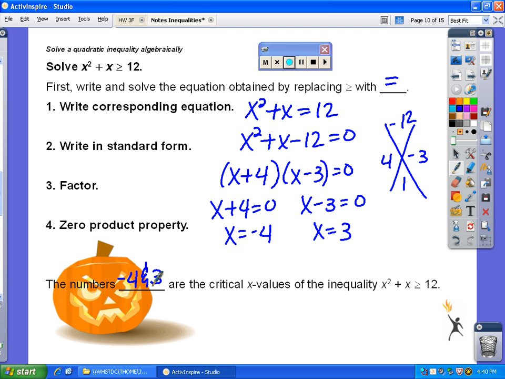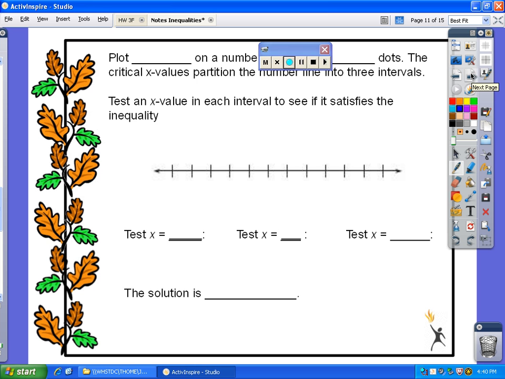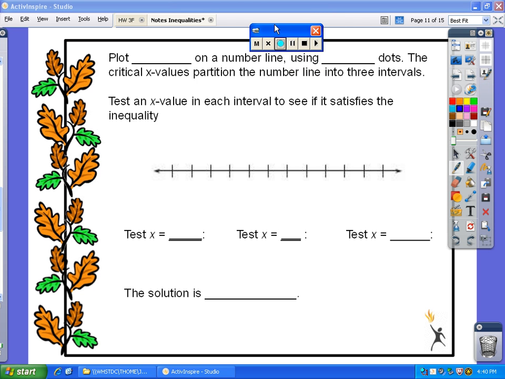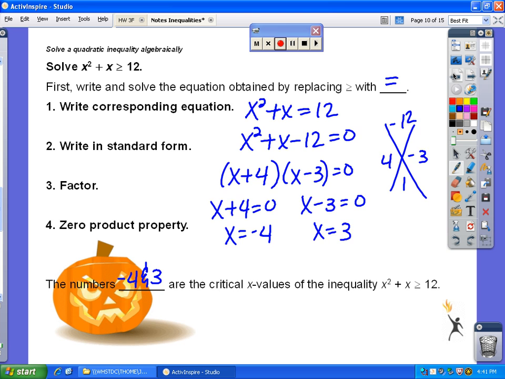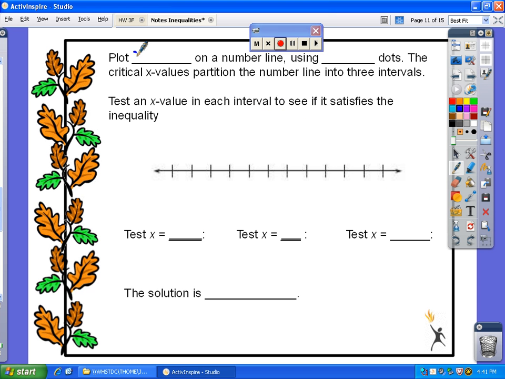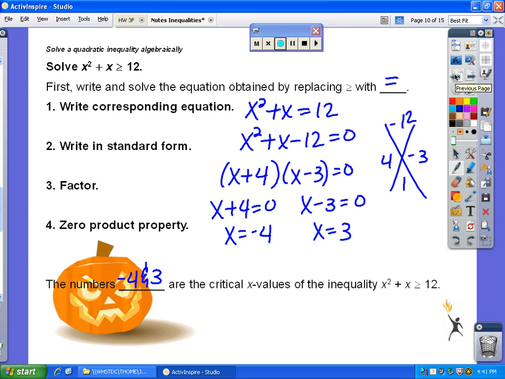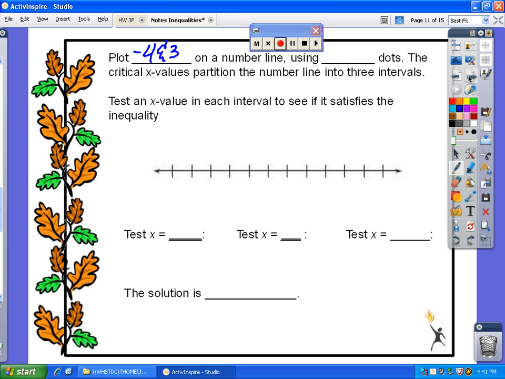So we're going to end up here with an and or statement, just like we did with our absolute values. We solved absolute value inequalities. Okay, so that's the first 4 steps. Now what we're going to do is plot those numbers, negative 4 and 3, on a number line. And because this was greater than or equal to, we're going to have closed dots because it was greater than or equal to.